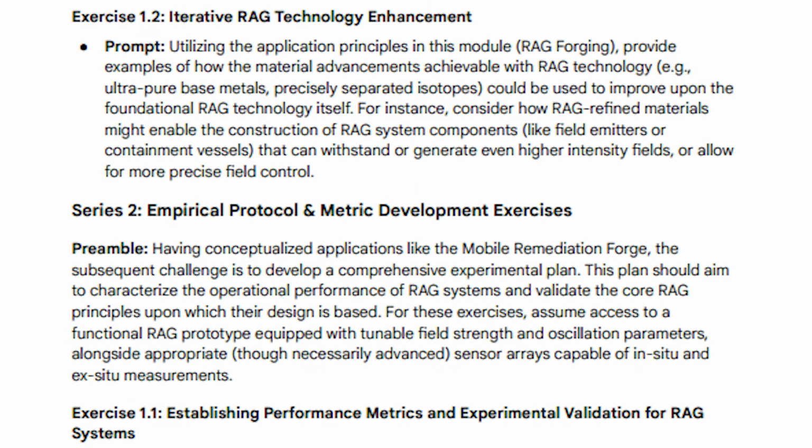Exercise 1.2: Iterative RAG Technology Enhancement. Prompt: utilizing the application principles in this module, RAG forging, provide examples of how the material advancements achievable with RAG technology, e.g. ultra-pure base metals, precisely separated isotopes, could be used to improve upon the foundational RAG technology itself.